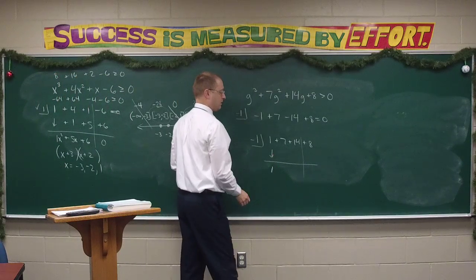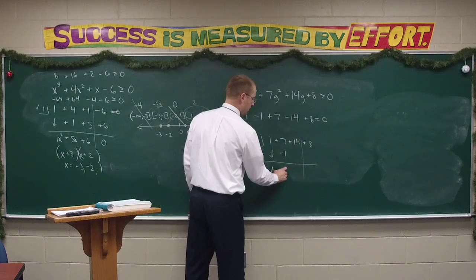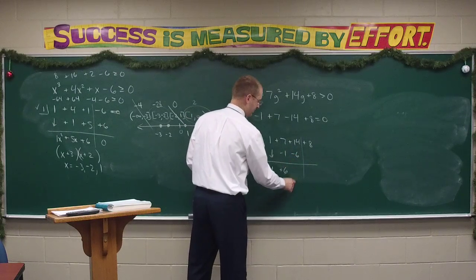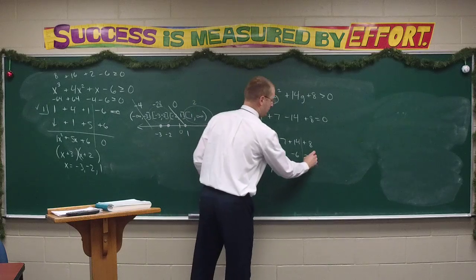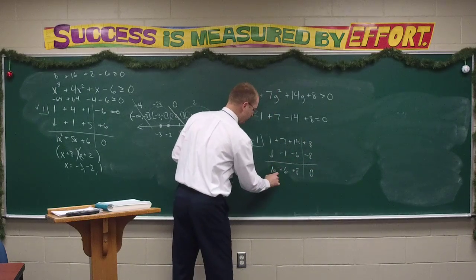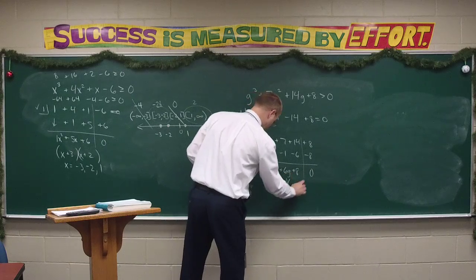Then multiply again. -1. Add. +6. Someone besides just Abby, multiply. -6. Add. -8. Multiply. -8. Add. 0. That's just a confirmation it does indeed work. Let's plug in the g squared and the g factor.